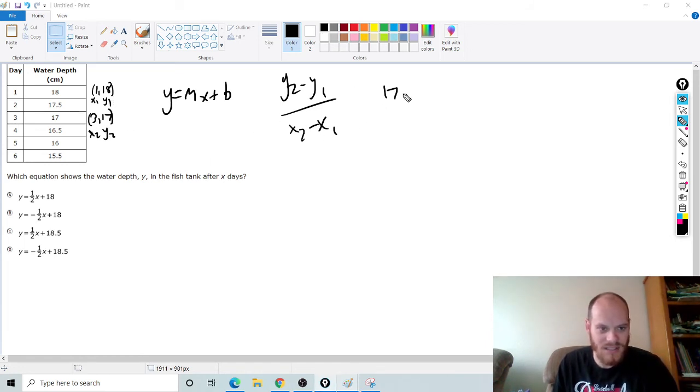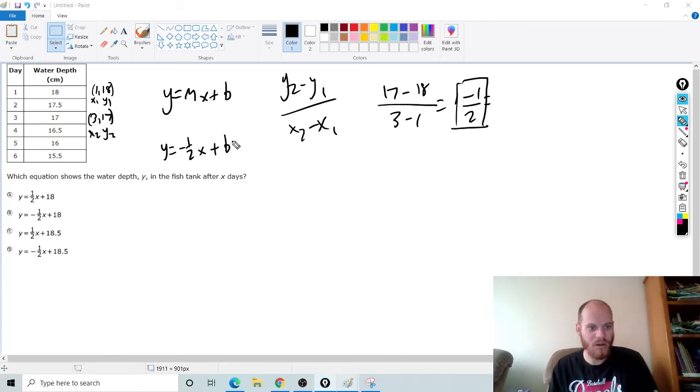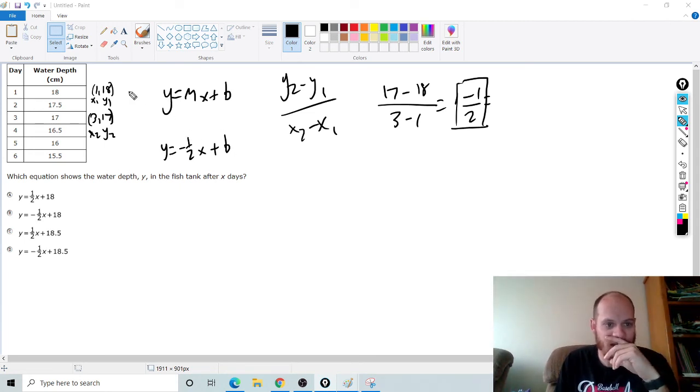So this is 17 minus 18. Sorry, I had to think for a second. Over 3 minus 1, which is equal to negative 1 over 2. Okay, so I know negative a half is my slope. So I plug that in. y equals negative 1/2 x plus b. Well, I don't know what my b is. But remember, if you don't know what your b is, you have an ordered pair.